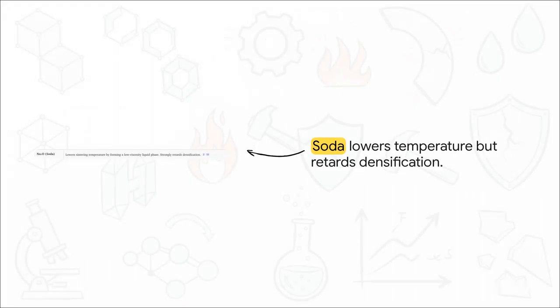But hey, not all impurities are helpful dials you actually want to be turning. Take soda, for example, sodium oxide. Sure, it lowers the sintering temperature, but it strongly retards densification. It's a real problem, and it proves that your initial powder selection is absolutely critical. Because if your starting powder is contaminated with unwanted impurities like soda, your downstream processing and the final density of your component are going to suffer big time.